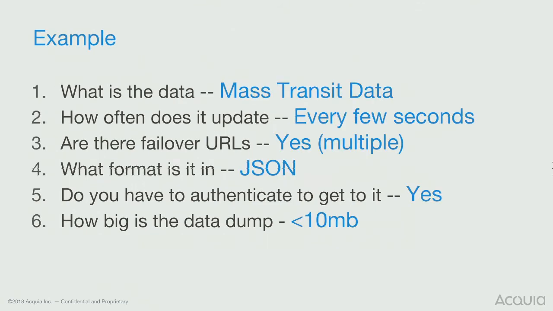In the case of the MTA, we're talking about mass transit data. We're talking about getting a city the size of New York's worth of train data every couple of seconds. There are multiple places to get that data, so if the primary server dies, we have redundancies, so that's good. Thankfully, it's in JSON. We do, however, have to authenticate to get to it, and thank God the entire JSON string is less than 10 megabytes. So even though it updates really frequently and there's a lot of data in it, it's not gigabytes and gigabytes of data, so that's something.